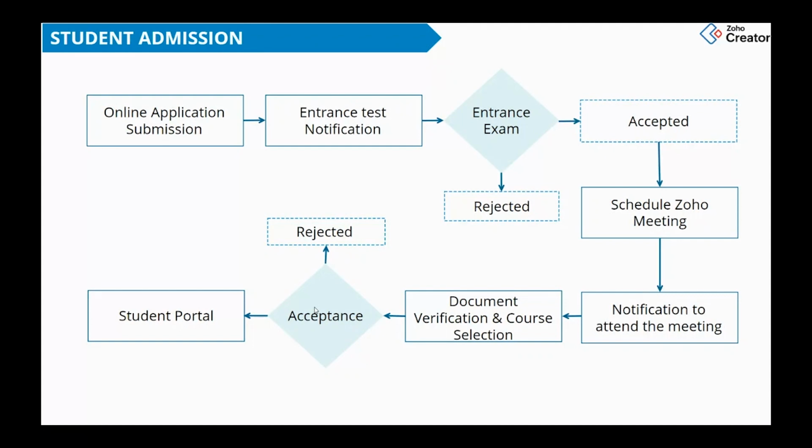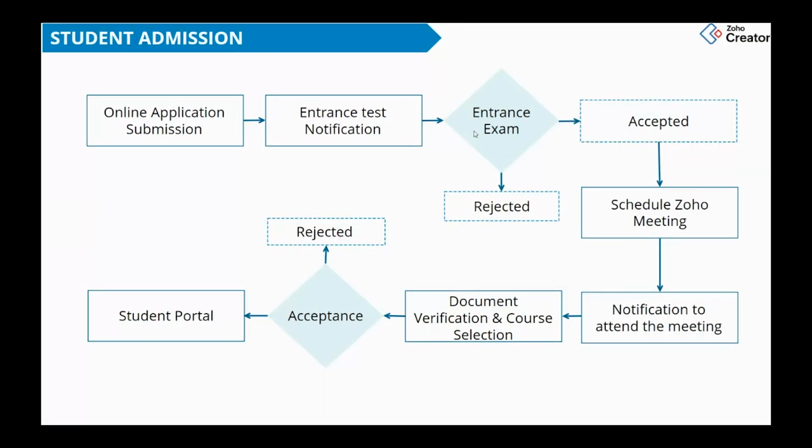Here I'm going to publish an online application form through which the students can submit their applications. After collecting the applications from the students, I'm going to send an entrance test notification to the students, so that they can take their entrance exam from their own places. After the entrance exam, if the students have cleared it, they are called level 1 cleared students or accepted students.